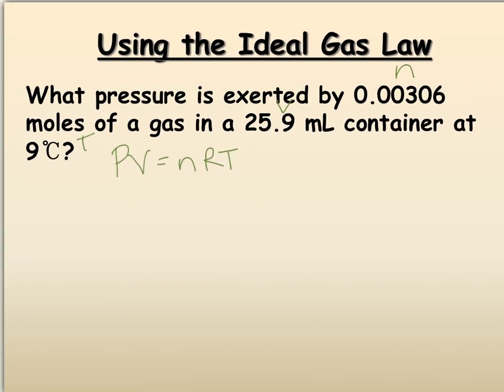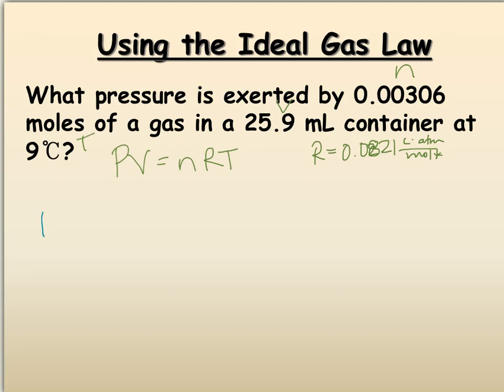Okay, so now let's start plugging. We also have our constant, R equals 0.0820821 liter atmospheres per mole Kelvin. Those units on that constant are there for a reason. So now let's start plugging in numbers.